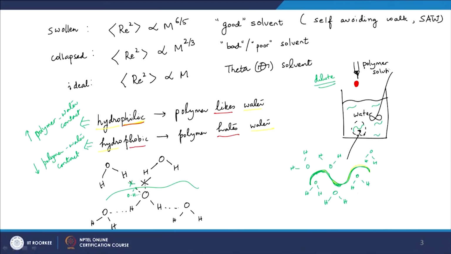Okay. So, now let us imagine what will happen in these two cases. In the first case, the polymer chain would like to be stretched, because in the stretched case it can form more and more contacts. This is a hydrophilic case.